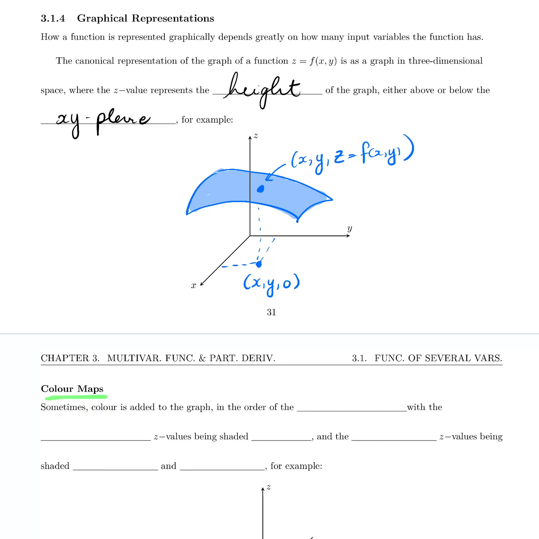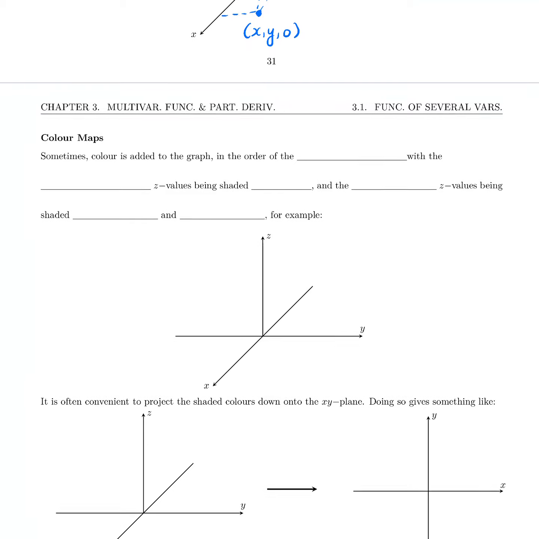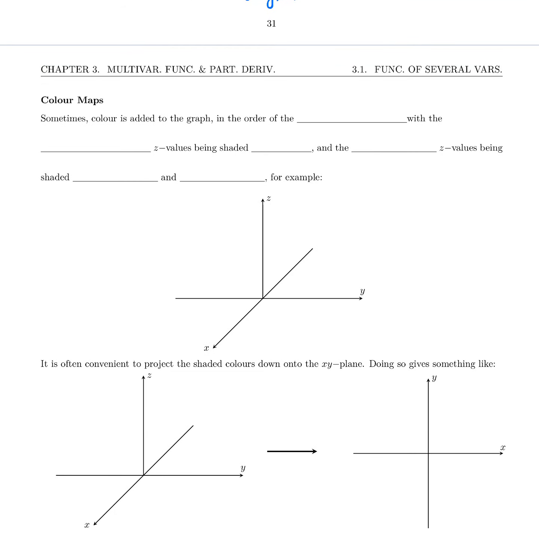and these are called color maps. And typically colors, when they're added multicolored to the shading of a graph, are in the order of the rainbow, with larger z values being shaded red and smaller z values being shaded blue or violet or purple.